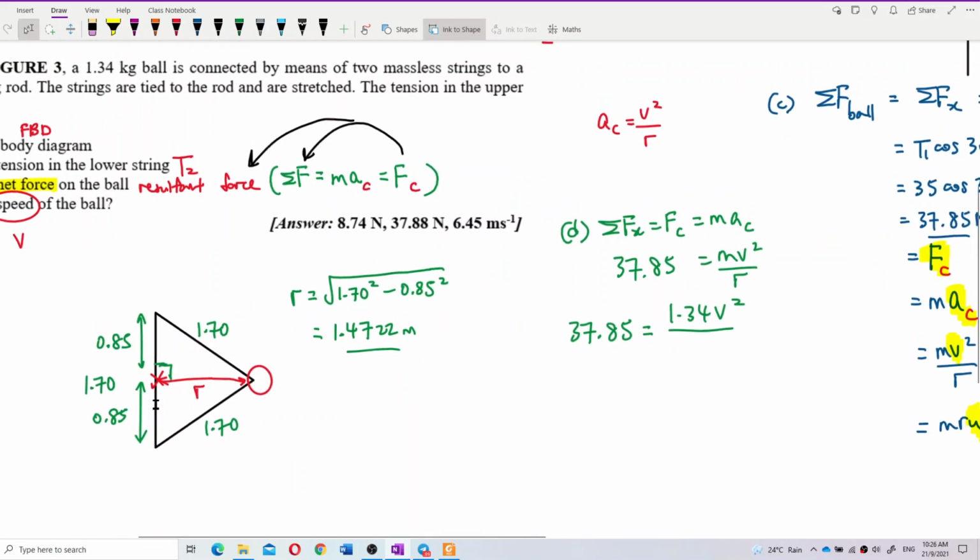So we got the R already. So we just substitute into here 1.4722, and that's the V we want to find. Let's find out. Okay, so we got the answer already. Yeah, we got the answer is 6.45 meter per second. Is that correct? Yes, that's correct.